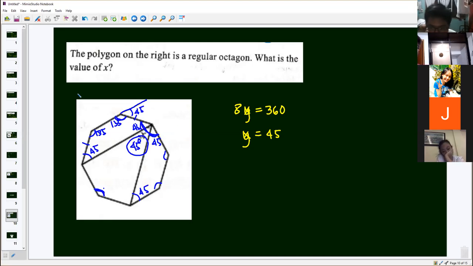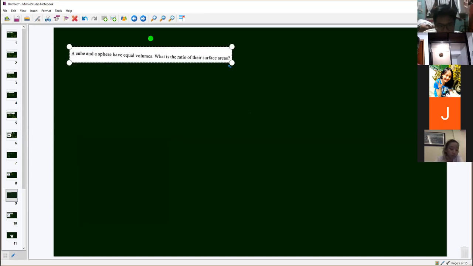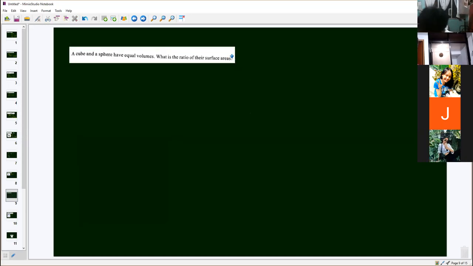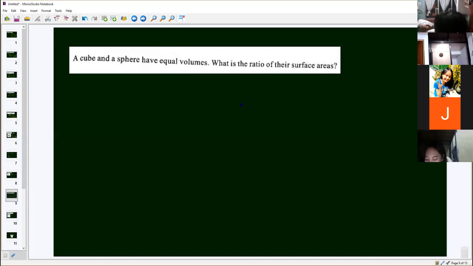Okay, and next. Balikan natin yung nilaktawan natin. So, jump pa rin, pero very basic. So, let's go. A cube and a sphere has equal volumes. What's the ratio of their surface areas?